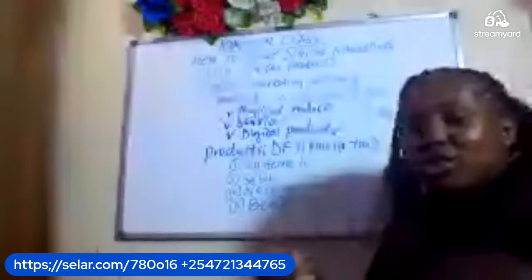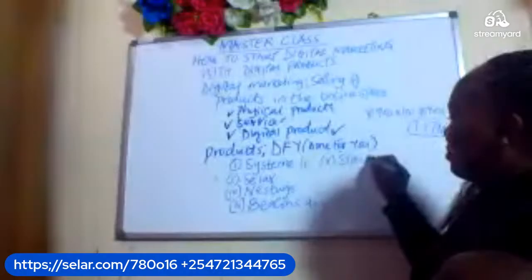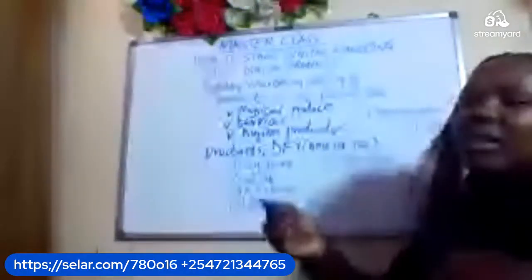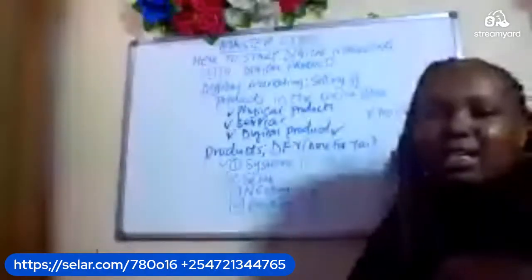So we got Beacons AI. We got another one called Stan Store. So there are so many. It's just for you to choose which one you feel fits. Currently, I'm using Systeme.io and I'm also using Selar. So there is Stan Store, Beacons AI, Nestuge, Selar, Systeme.io.